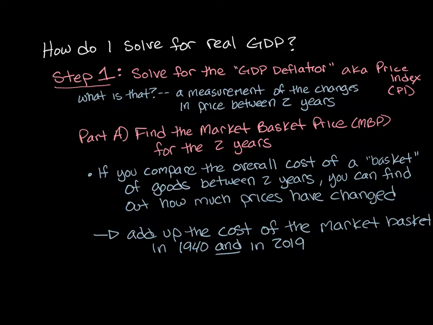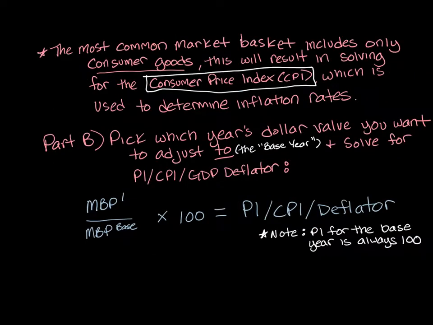So step number one, I'm going to add up all of the prices of all of the goods and services in the market basket for 2019. I'm going to do the same thing for the market basket in 1940, and then I'm going to be able to compare those two things to figure out the GDP deflator, aka the price index.